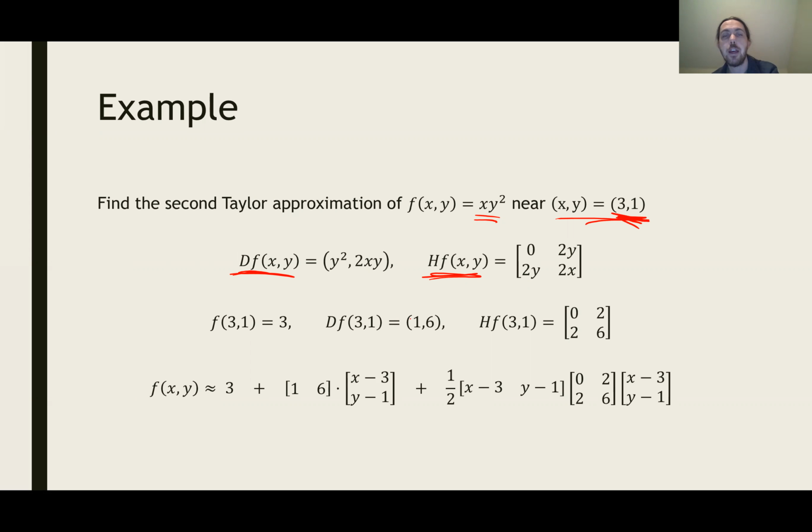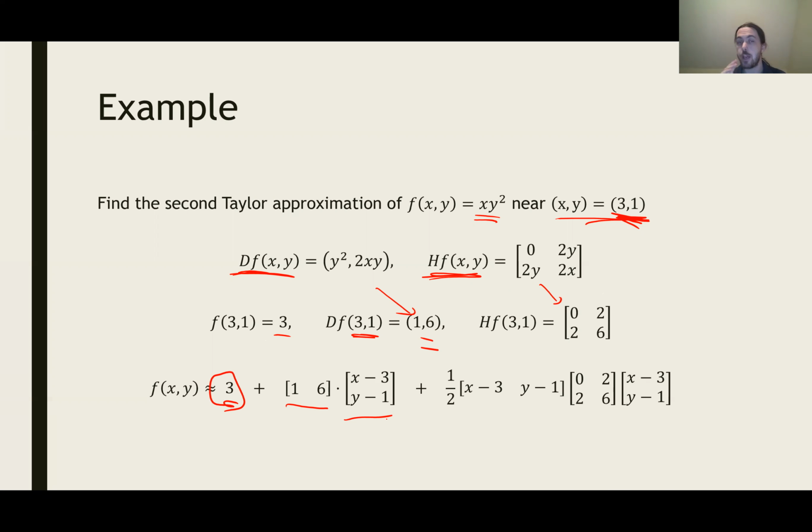So we plug in x equals 3 and y equals 1 into this formula here. When I plug in y equals 1 into y squared, I get 1. And when I plug in x equals 3 and y equals 1 into 2xy, I get 6. So that's my Jacobian matrix. For the Hessian, I plug in x equals 3 and y equals 1, and I get the matrix 0, 2, 2, 6.